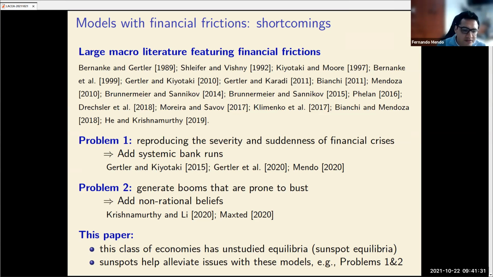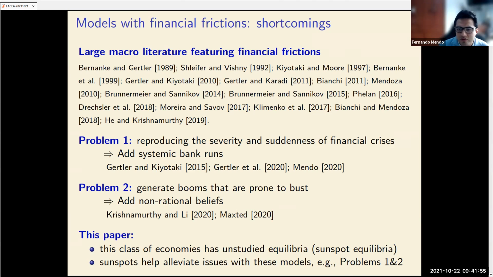So what the literature has done, for example, is to add non-rational beliefs. They add either extrapolative expectations, diagnostic expectations, some kind of error in what agents are expecting in order to reproduce these features. So in this paper, we're not going to take these routes. We're going to take a complementary approach.